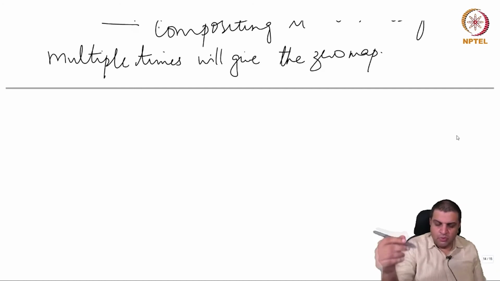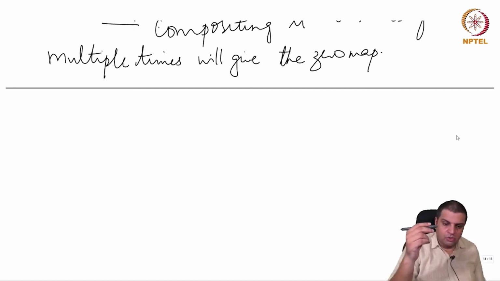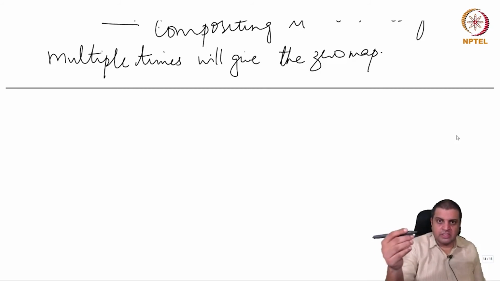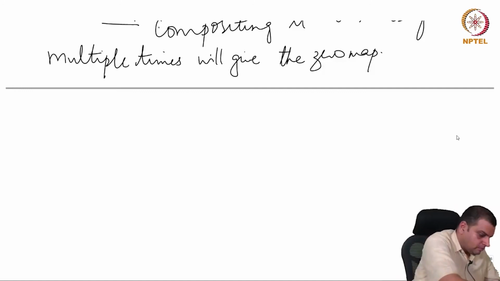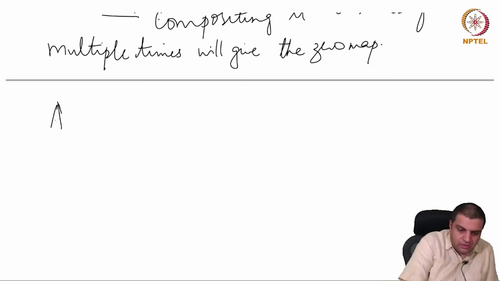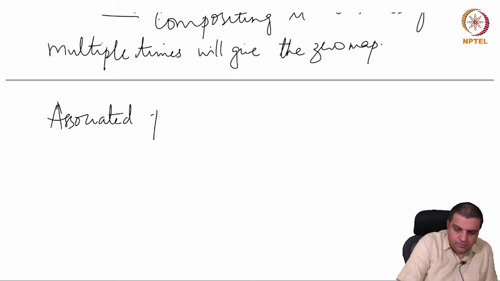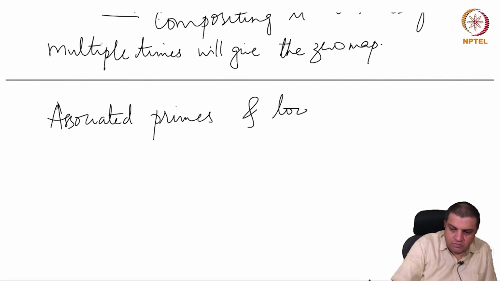So in this proof, we use the following, that minimal primes are associated. So that requires a proof, and we will prove it now. But before we prove that, we need to make an observation about associated primes and localization.